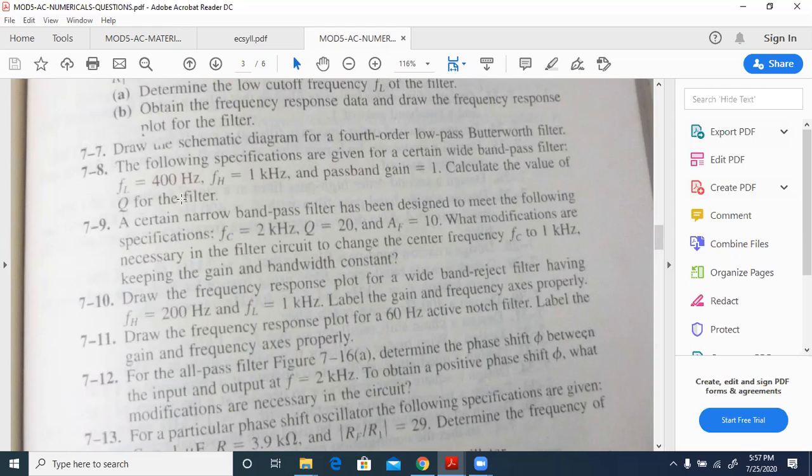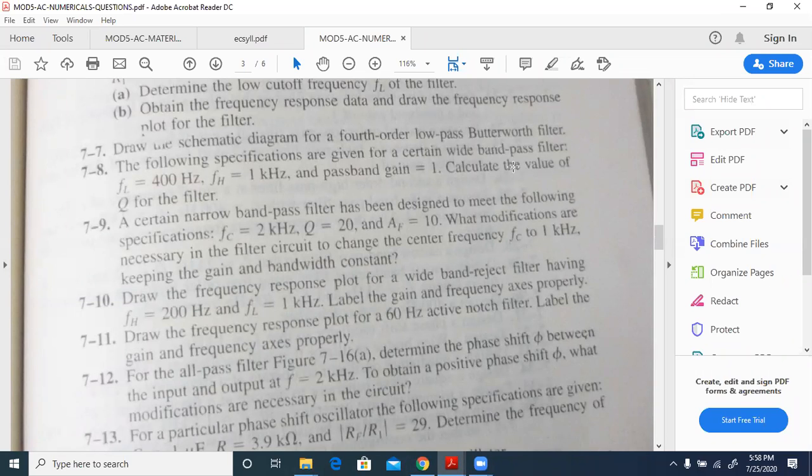Here we are given FL and FH because it's a band pass. Band pass means middle frequencies will be passed. Extreme frequencies, lower frequencies and higher frequencies, will be cut off. Band pass means within the band, the frequencies will be passed. Frequencies which are in the middle portion will be passed.